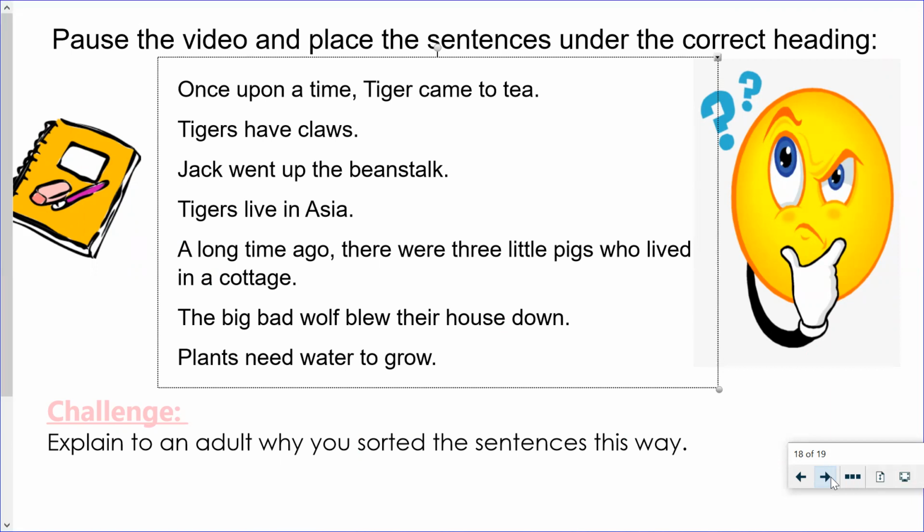Once you complete that, I would like you to think of your challenge, which is to explain to an adult why you sorted the sentences the way you did. Okay, so pause the video here and complete your work in your home learning book.